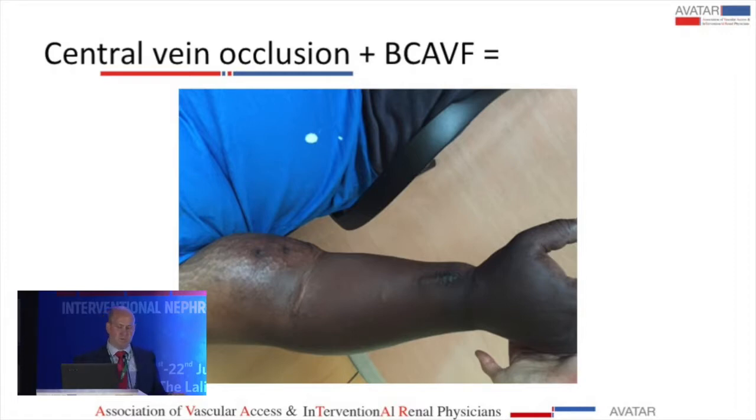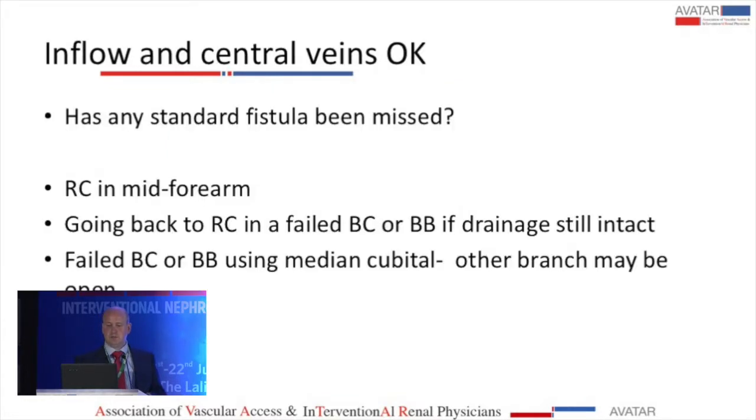We've all seen these pictures before. This is a brachiocephalic fistula with central venous occlusion, and you get gross arm swelling. You can't cannulate this. If you were to cannulate this, it's a sitting duck for an infection, and then you've got even more problems. So here's the perfect thing that you might find.